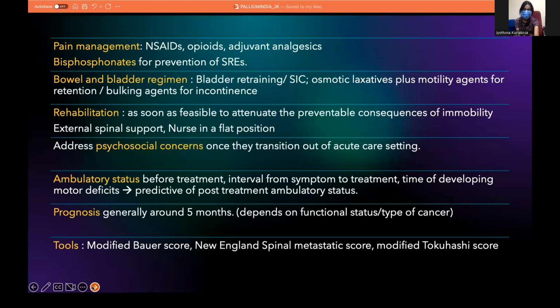The prognosis of these patients is generally around 5 months, and it depends upon the functional status and the type of cancer. Post-treatment ambulatory status usually depends upon the ambulatory status before treatment, interval from symptom to treatment, and time to development of motor deficits. These are some of the tools which will help us in prognosticating patients with MSCC. I'm not going into the details of these.